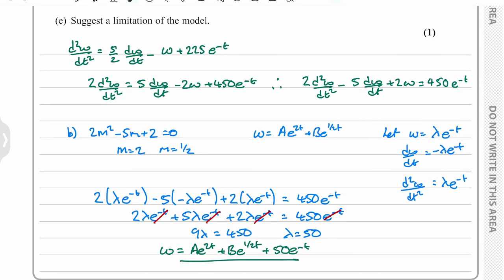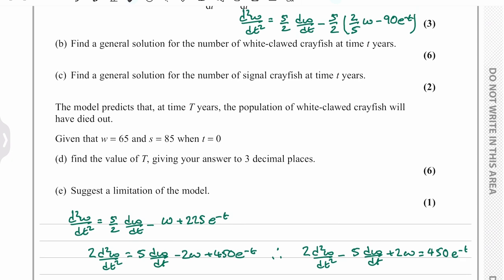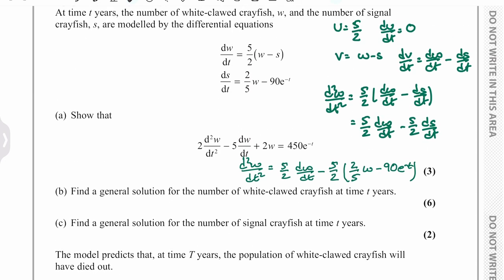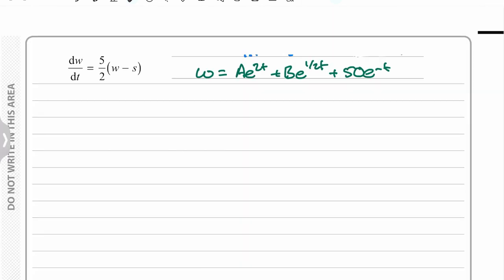So now we have the function for w, let's move on to part C. Now we've been asked to find the general solution for the number of signal crayfish at time t years. So if we go back to our coupled equations, we have w. We can differentiate this with respect to t to get dw by dt. Then we can substitute them both into this equation and rearrange for s. So we need to differentiate our equation for w.